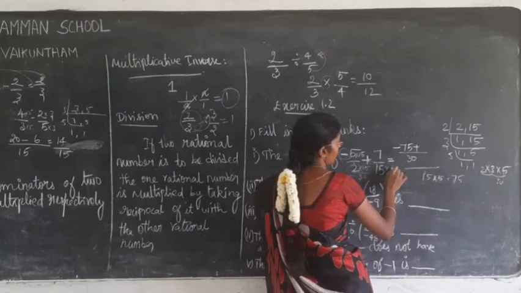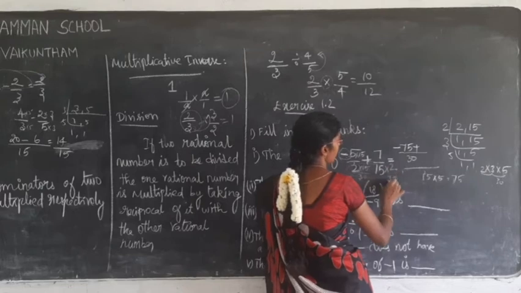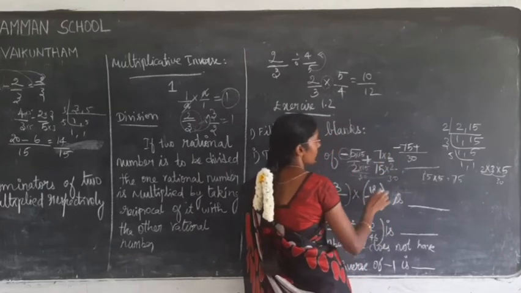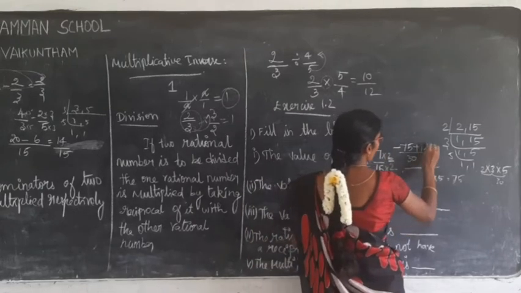What is the number? 2. 5 2s are 10, balance 1, 2 1s are 2, 30. So the same 2 is to be multiplied here. So 7 2s are 14.